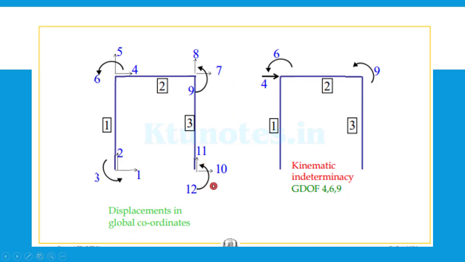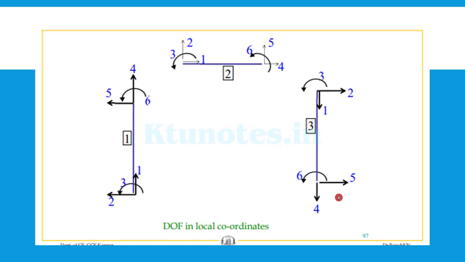11, 12. And for the local coordinates, again 1, 2, 3, 4, 5, 6, then again 1, 2, 3, 4, 5, 6, then again 1, 2, 3, 4, 5, 6. So the kinematic indeterminacy, the GDOF, is equal to 4, 6 and 9 will be the values. There will be some displacement values. So these are the explained degrees of freedom and the local coordinates.